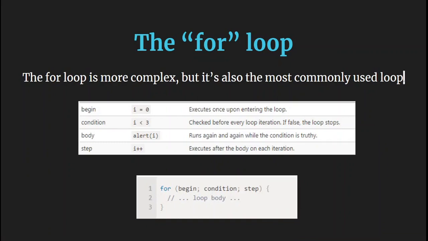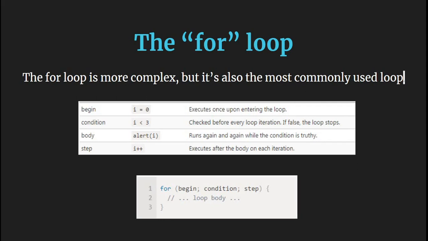Now let me go to the next concept, that is the for loop. The for loop is very important. It is more complex, but it is also the most commonly used loop, right? That is what I told you, it is very important. Now what does this exactly do? Let us understand. There are four things available here.